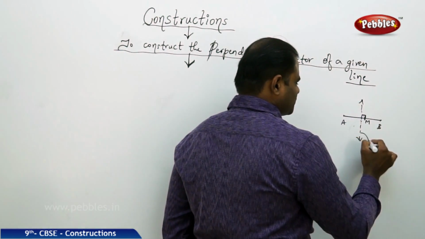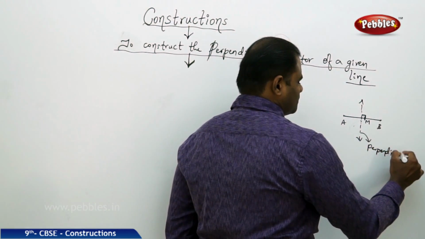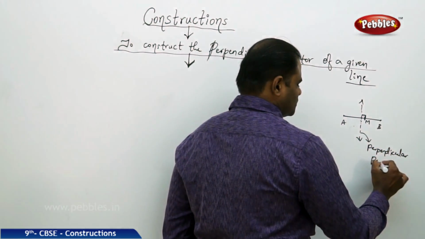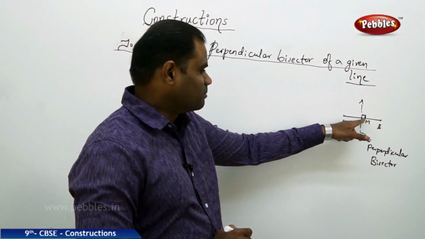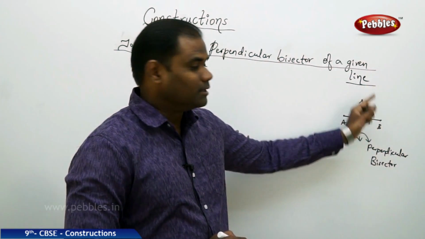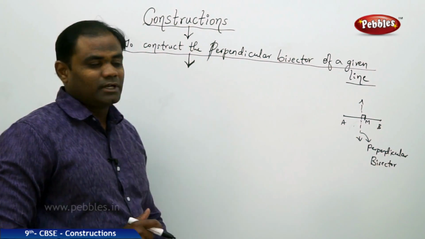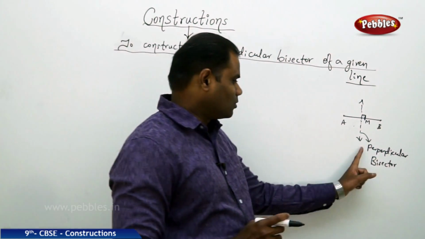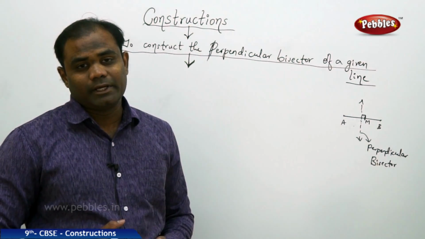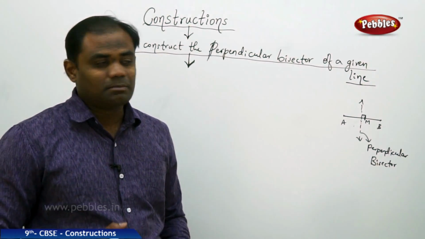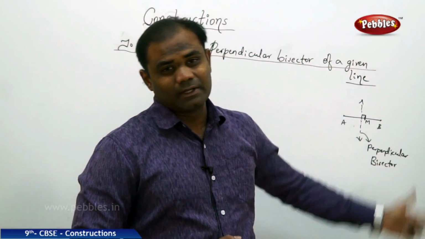So this line is referred to as a perpendicular bisector because this line passes through the middle point M of the line AB and is perpendicular to the line AB. So let's see how perfectly we can draw this kind of a line for any line AB given. This session is about construction of perpendicular bisector of a given line.